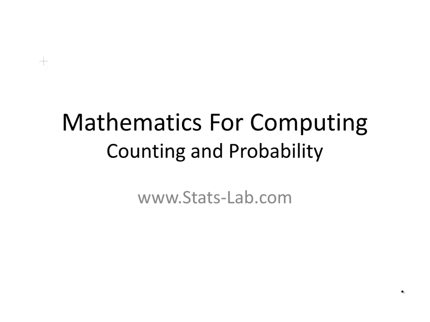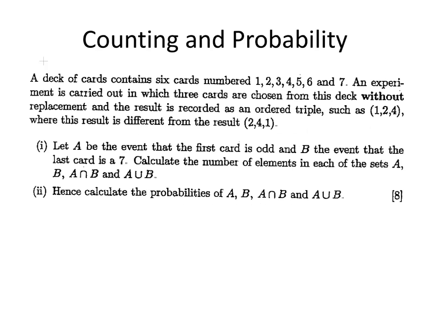In this presentation, we are going to look at a counting and probability example. So here is the question. A deck of cards contains, you might notice a typo here, this is from an exam paper. There's actually 7 cards numbered 1, 2, 3, 4, 5, 6, and 7. So just revise that.